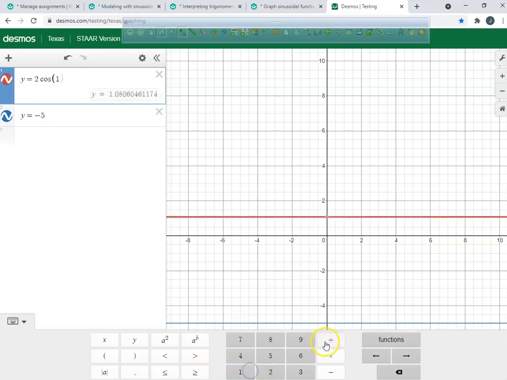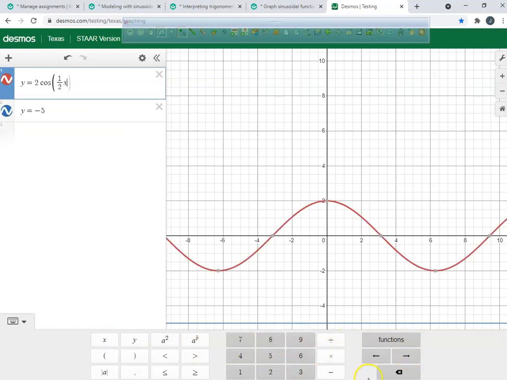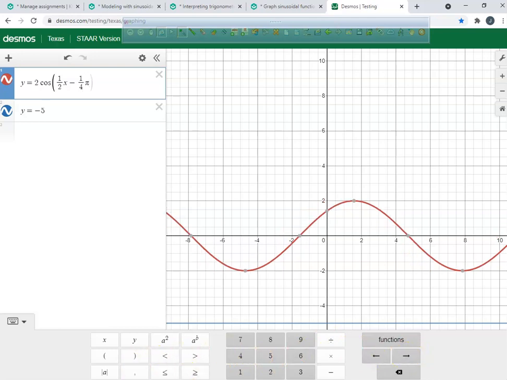Is that half? Is that right? Or 0.5 or half? X, okay. Minus. All right, so we got minus a quarter, right? And is it a pi? Pi, so we put a little pi right there. And then we put what, minus 5? Okay, right there. Now, I want to show you guys something.